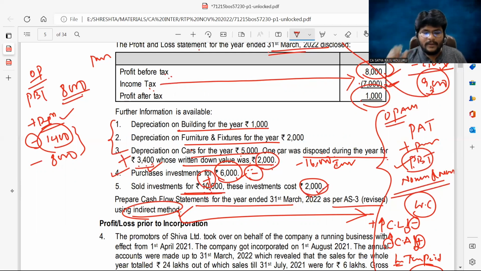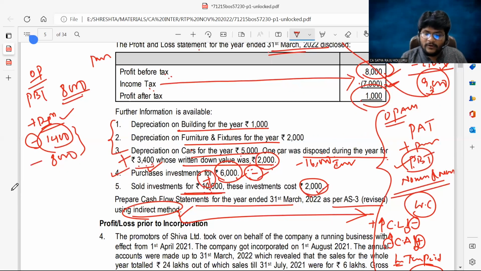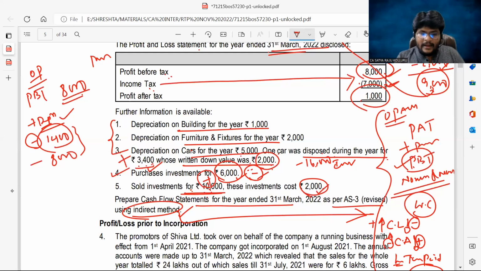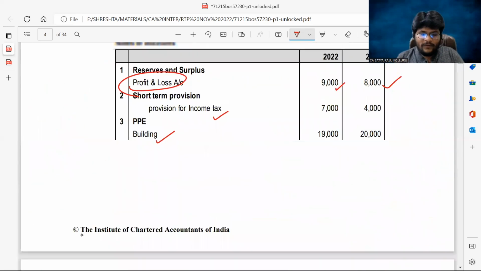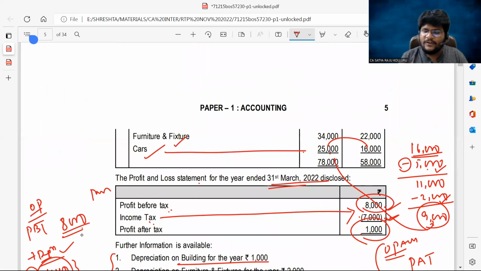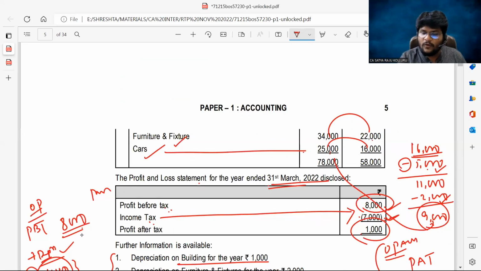Hope you are following. Next, purchase of investment 6,000. Yes, I also worked it out. Sale of investment 10,000. Yes, I also considered that. And one more, I have seen only one fixed asset, which was car. Let us have a look at furniture and fixtures. How will furniture and fixtures become 22 to 34,000? You might have purchased something 12,000 worth. How much? Sorry, what is the difference?